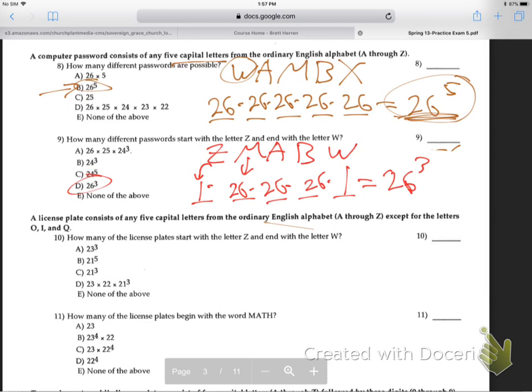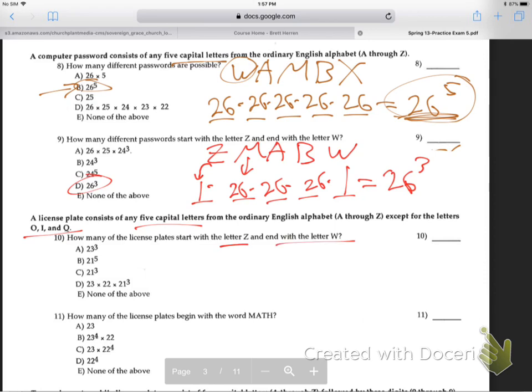On we go. License plate. Consists of 5 capital letters. Is that it? Wait. The license plate consists of any 5 letters from the ordinary English alphabet, except for O, I, and Q. Okay, so 5 letters. How many license plates start with Z, end with W? All right, do it. Actually do it.